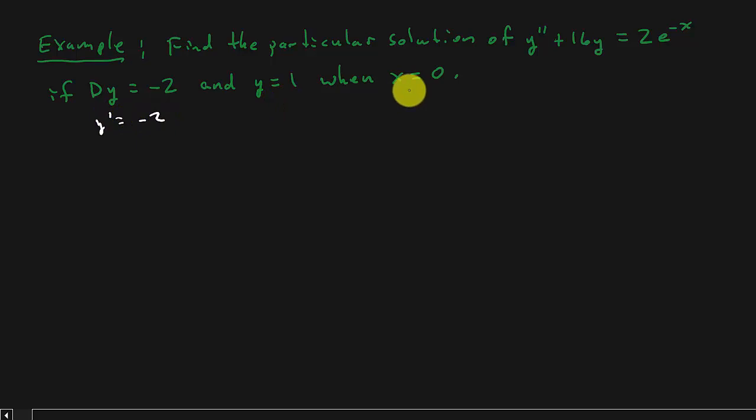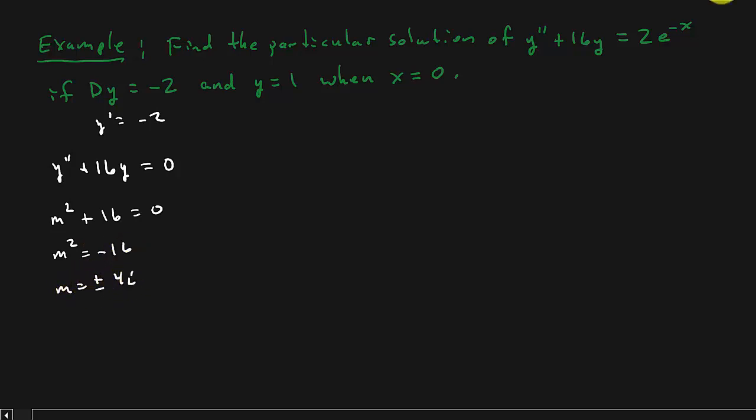That's it. Okay. All right, so we've got y double prime plus 16y equals 0. So we have to solve the homogeneous equation first. So m squared plus 16 equals 0. M squared is negative 16. m is plus or minus 4i. All right, so once again, our complementary solution, yc. So remember, alpha is 0.